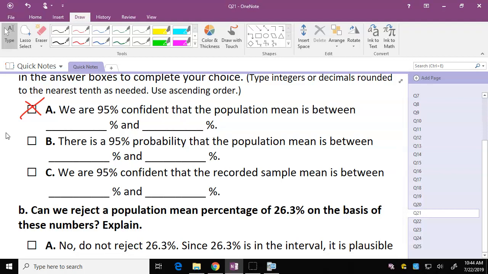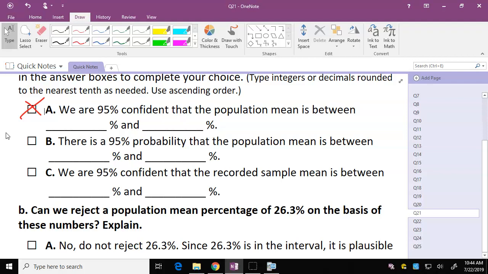I'm glad that you chose A and not B, because the 95% is not a probability. That 95% means that we are 95% confident that every time we would run this, we would end up with values that would contain that population mean. This 95% is never a probability. So anytime you see 95% followed by the word probability, it's gone. Cannot use that. It's our confidence level.